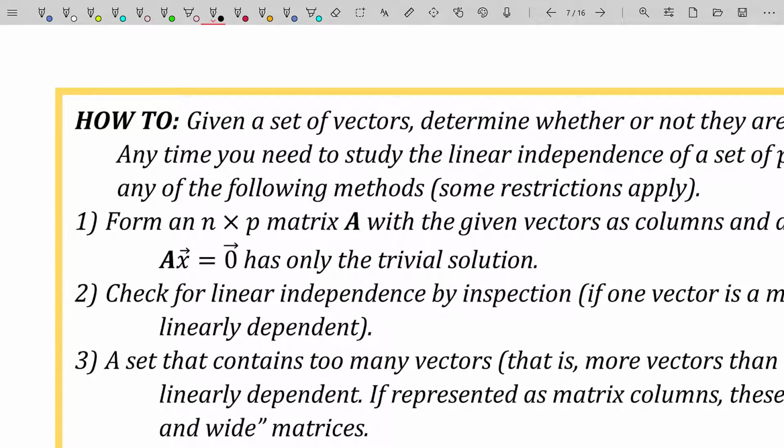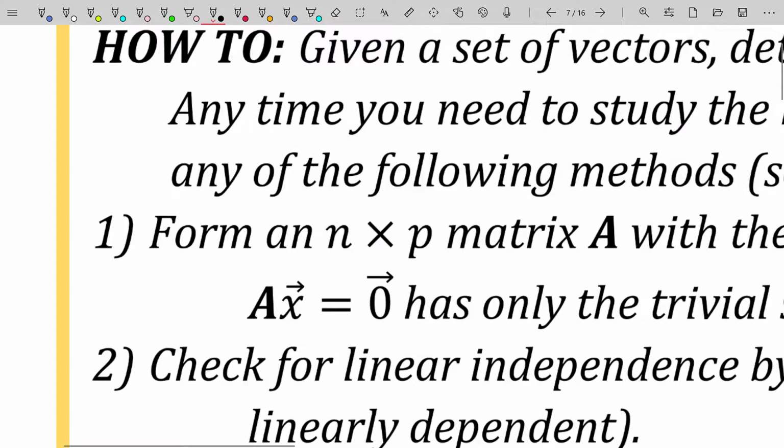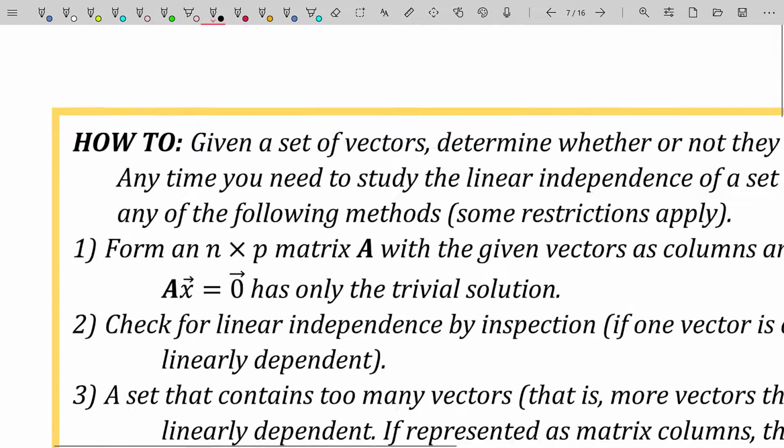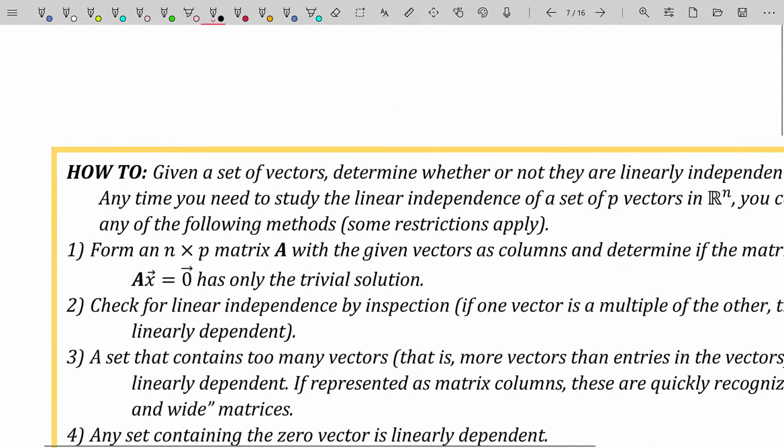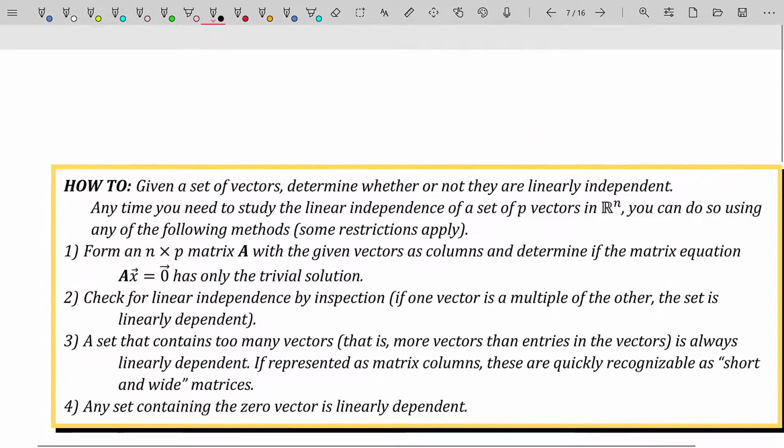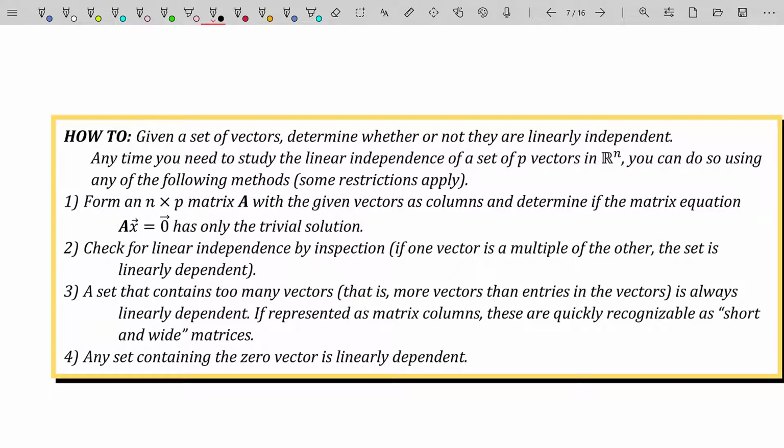Some restrictions apply, and we'll talk about those in a moment. So the first thing that I generally do is form a matrix with the given vectors as columns, and then I determine if the homogeneous matrix equation Ax equals 0 only has a trivial solution. That's pretty straightforward and legit. That's the way to go. If you can set up that augmented system, do some row reduction, and find out that only the trivial solution exists for that homogeneous equation, the columns are linearly independent, and therefore those vectors are linearly independent.